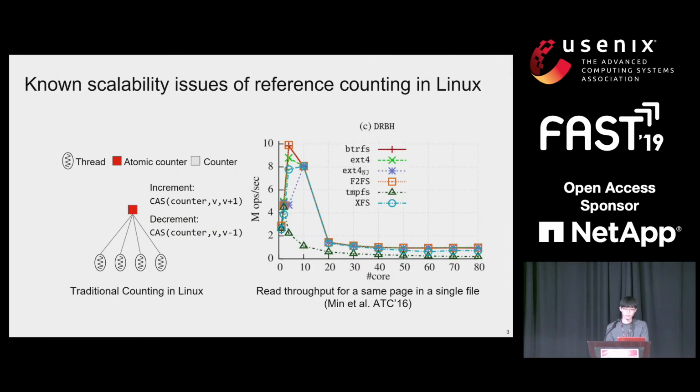Let's look at the known scalability issue of reference counting implemented in the Linux page cache on which all existing file systems rely. Since Linux file systems use an atomic reference counter, it shows a huge contention under workloads accessing the same reference counters again and again. As shown in the figure, this was presented in ATC 2016.